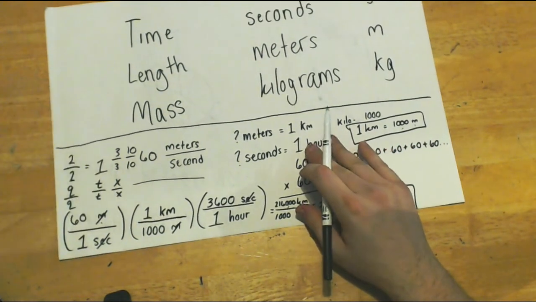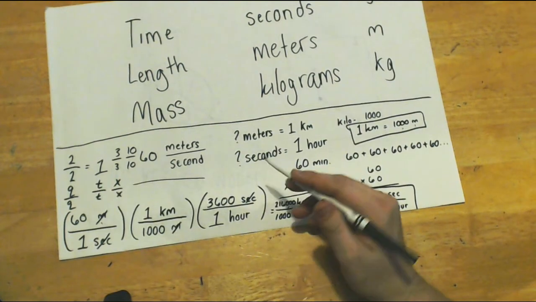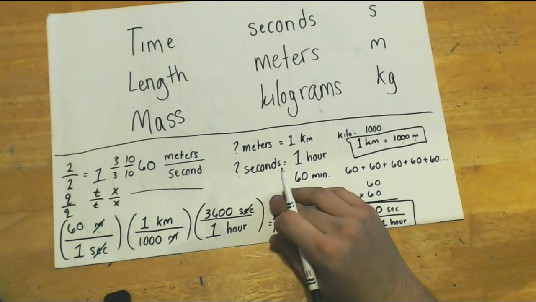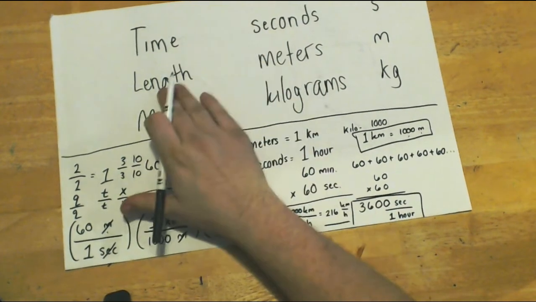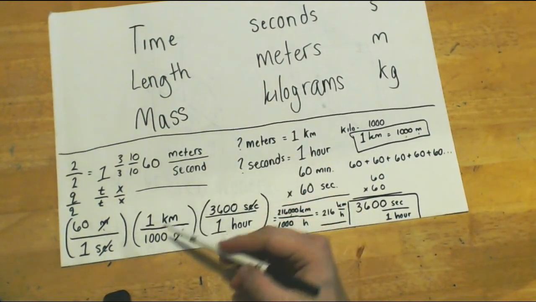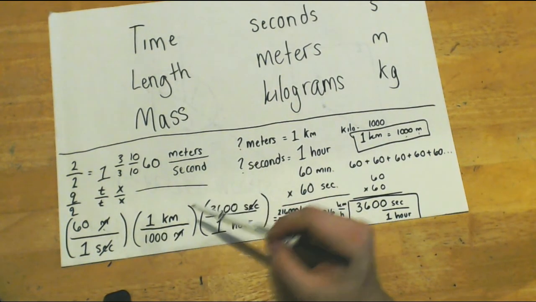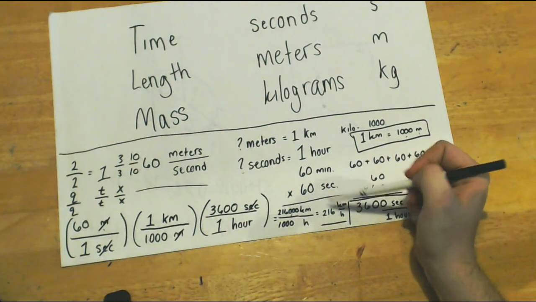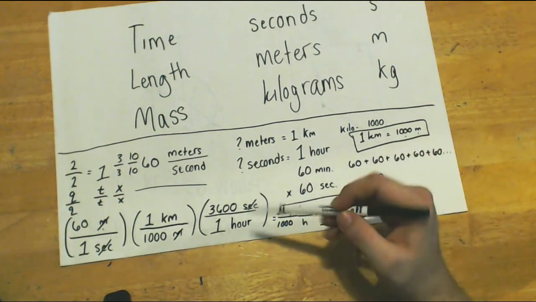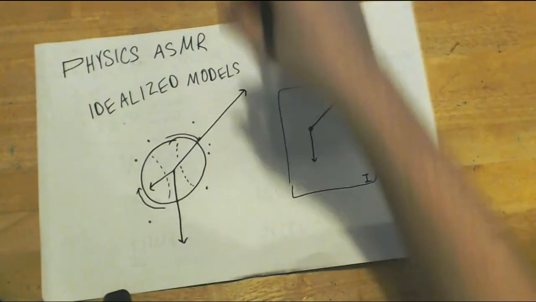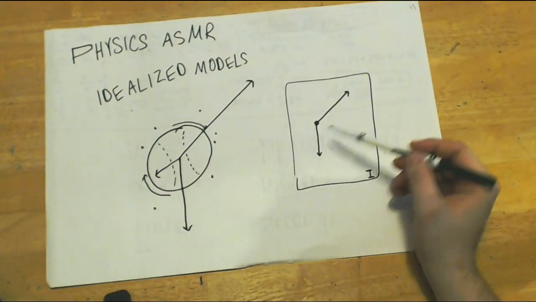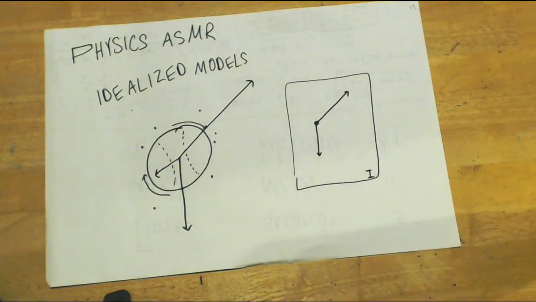Next video, we are going to take a look at significant figures as well as a little bit of scientific notation. So let's recap. We're going to use time in seconds, length in meters, mass in kilograms. We are going to make sure all our answers make sense. We are going to make sure that if the question asks for kilometers per hour, we change our answer into kilometers per hour following this method. We also decided that in physics we want to use idealized models because they're easier to look at and easier to decipher. In the next video, we're going to talk about significant figures and scientific notation.